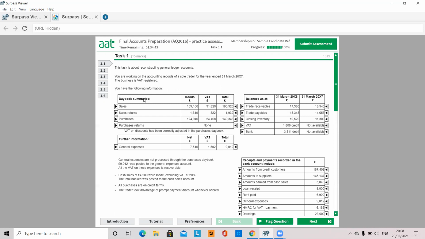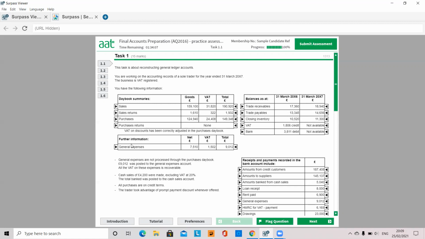And they see we've got these various day book summaries. So we've got sales day book, sales returns, purchase and purchase returns, okay? And then we've got our balances, so our trade receivables. So we've got a balance brought down of 17,360 and a balance carried down of 18,940. Same with trade payables. Okay, we've got our opening inventory and our closing inventory. And then we're giving the opening balances so far as the VAT is concerned, and the same with the bank.